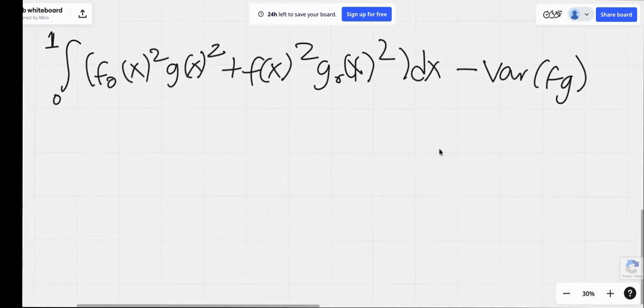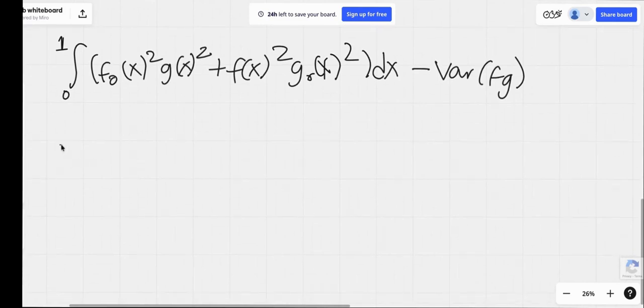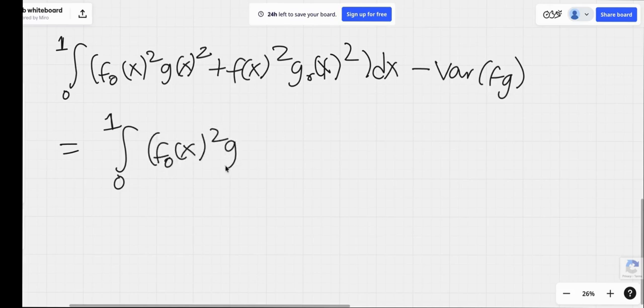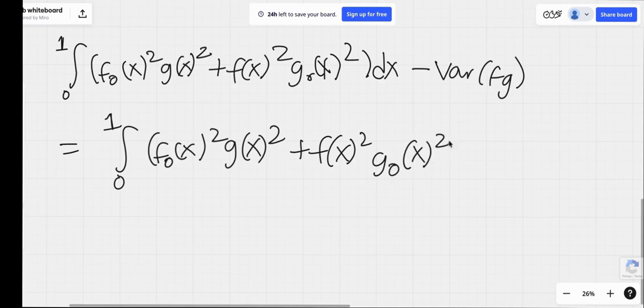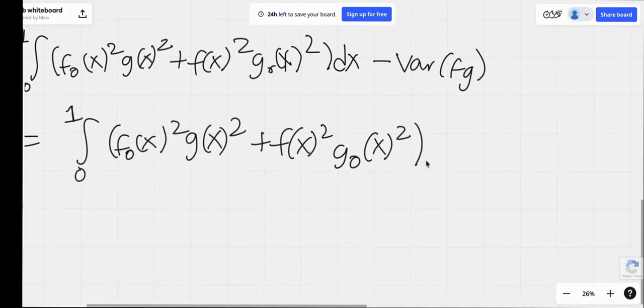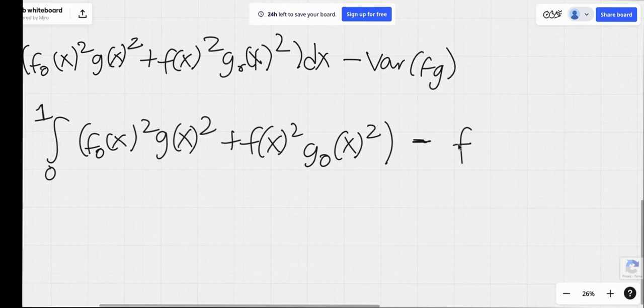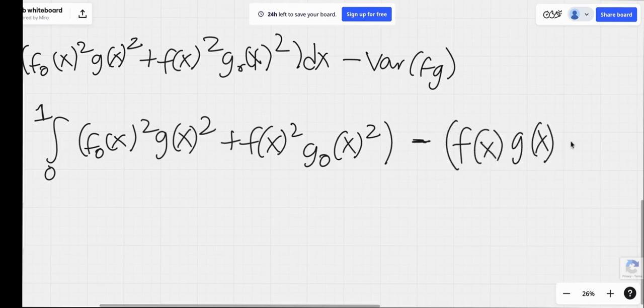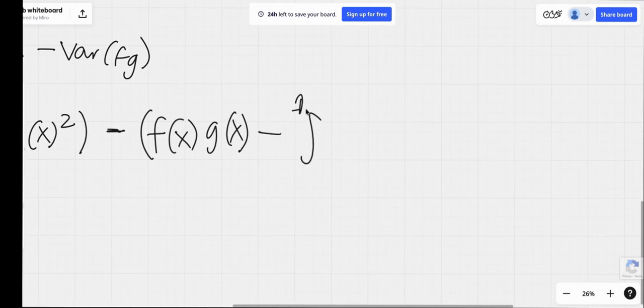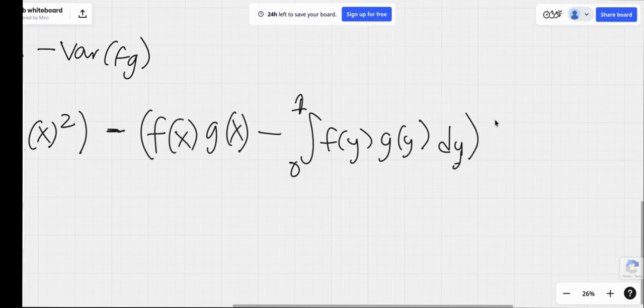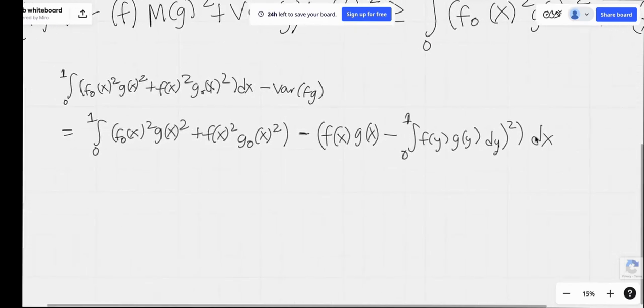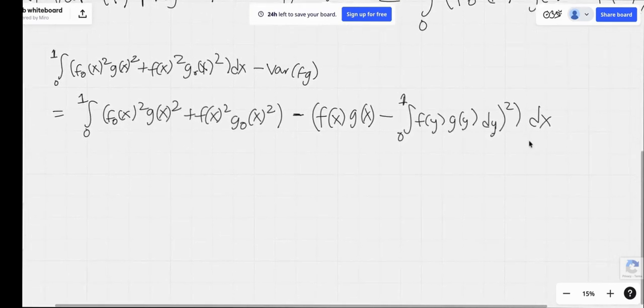Clearly, from our previous work on the variance of fg and our definitions, this integral will also be equal to the integral from 0 to 1 of f naught of x square g of x square plus f of x square g naught of x square minus the square of f of x g of x minus the integral from 1 to 0 of f of y, just a new variable, g of y dy, all squared, dx. So hopefully this makes sense to everyone.